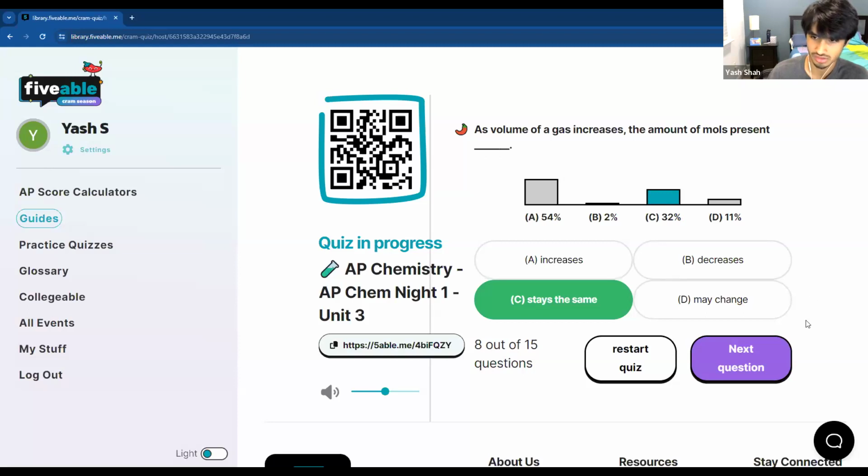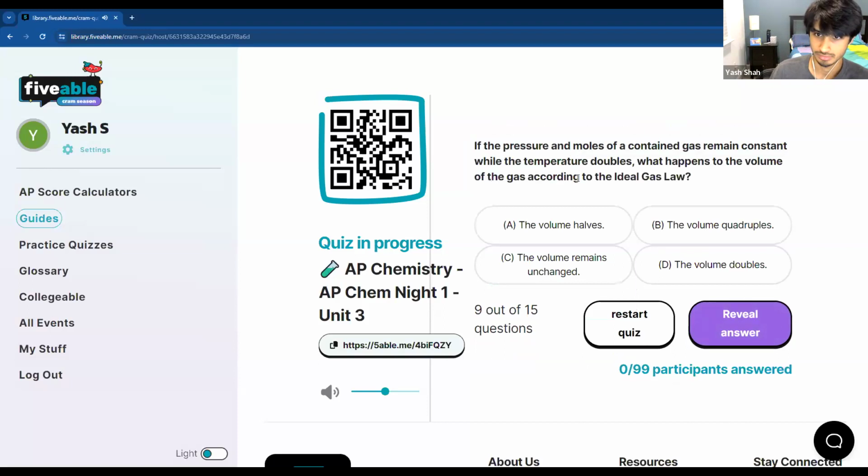It should be increases. I'm not sure what's wrong with the question. All right, let's just pretend that the question didn't happen. Next question. The previous question was wrong. It happened. Sorry about that. Let's just pretend it right.